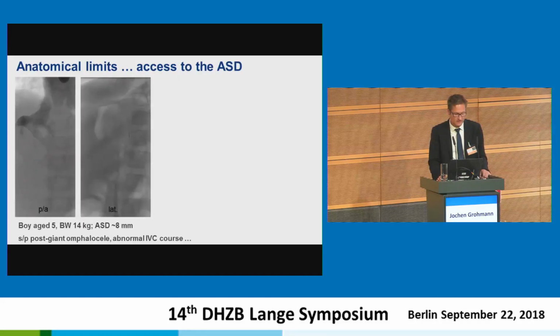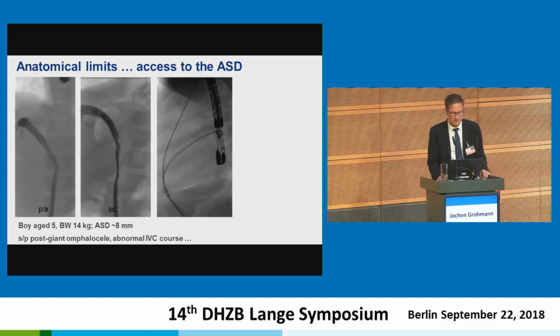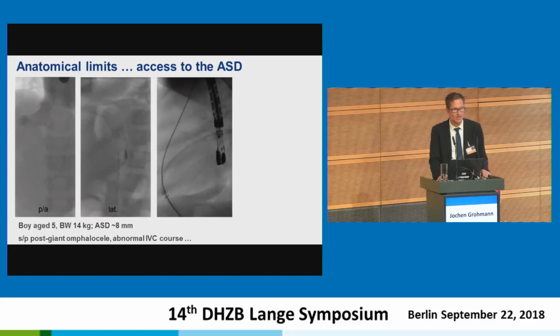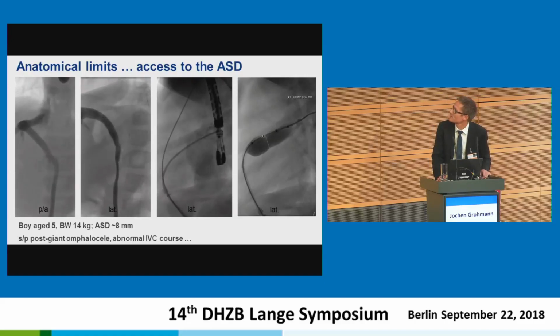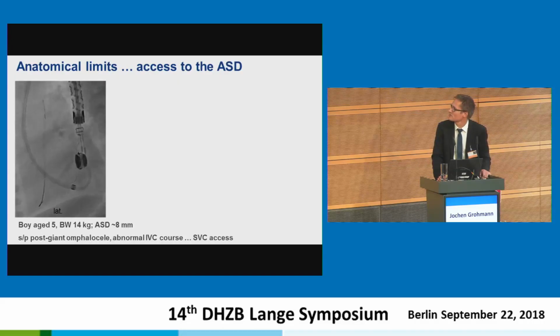Similar case here, a bit different. It's a post-giant omphalocele with an abnormal IVC course. It was possible for me to get to the left atrium to balloon size, but I couldn't bring up a device, so we chose the transjugular access. This is also not an attractive way to the atrial septum.